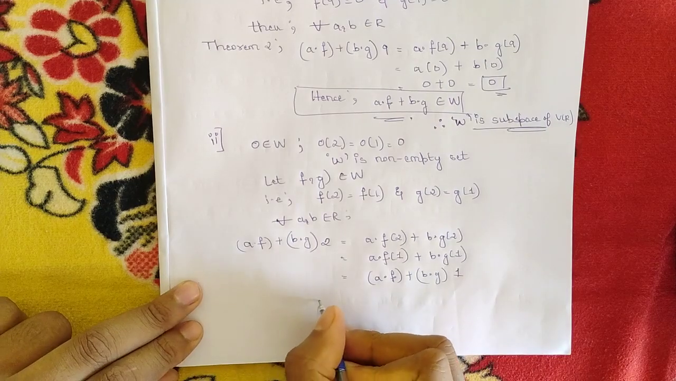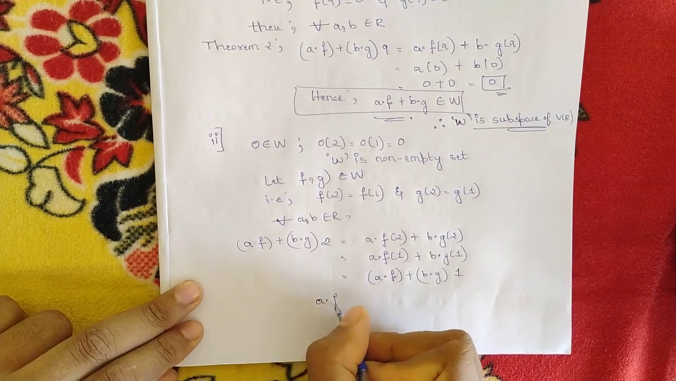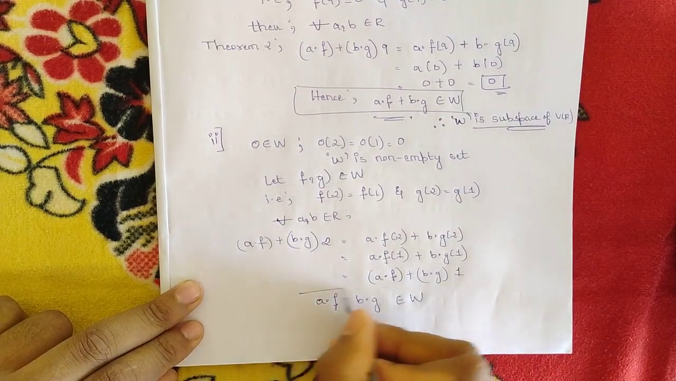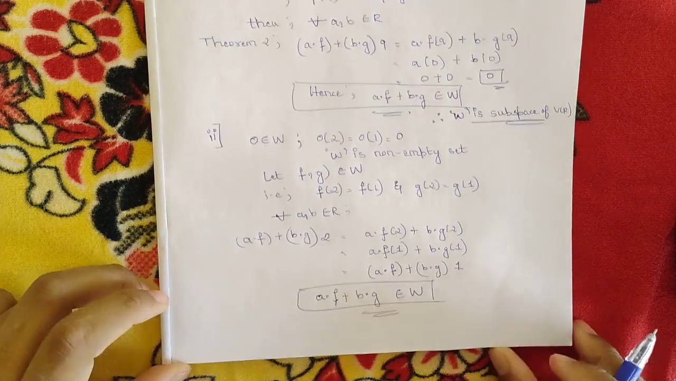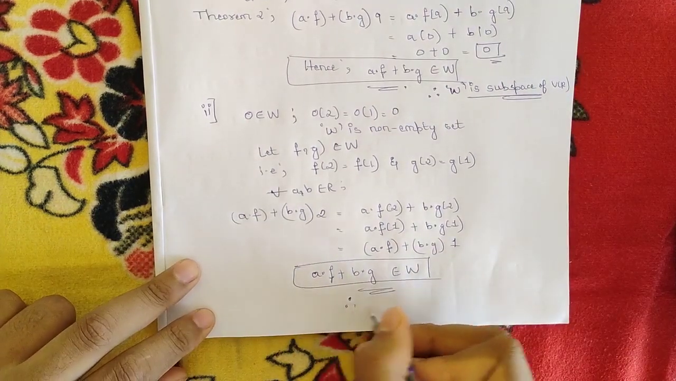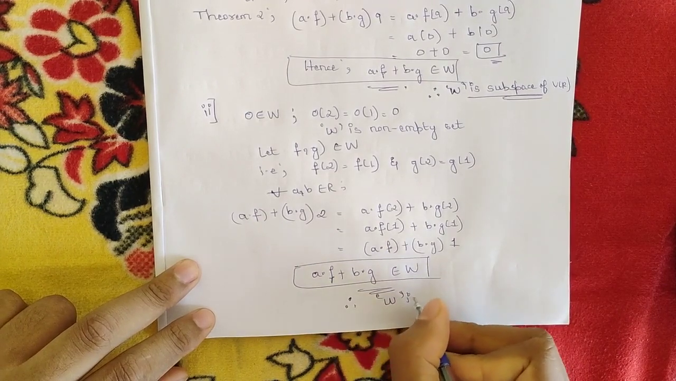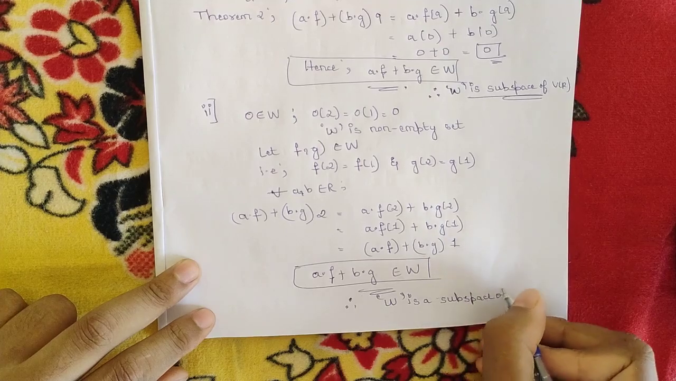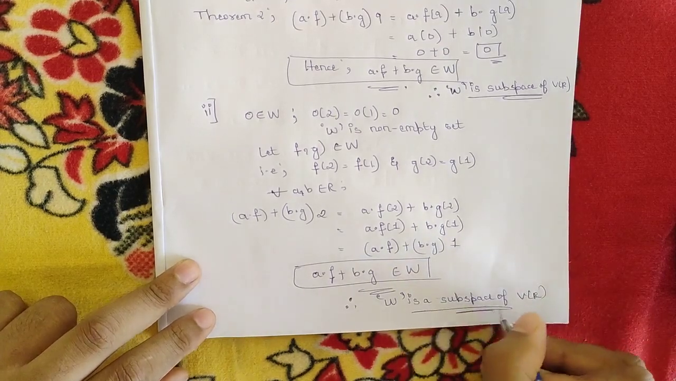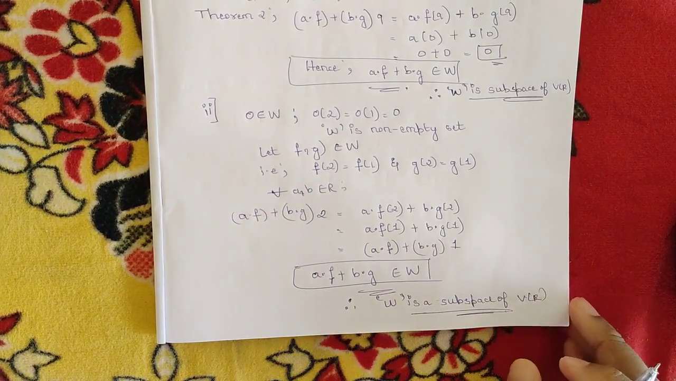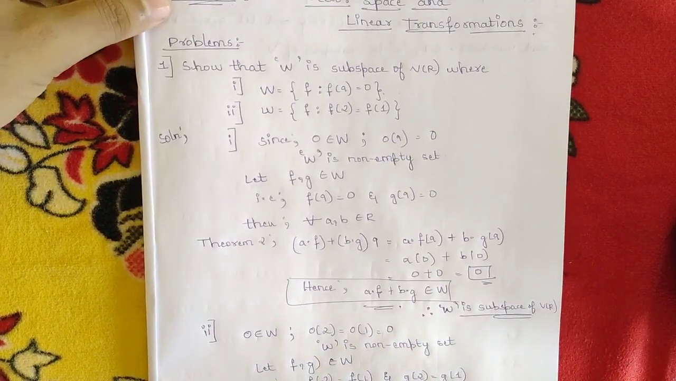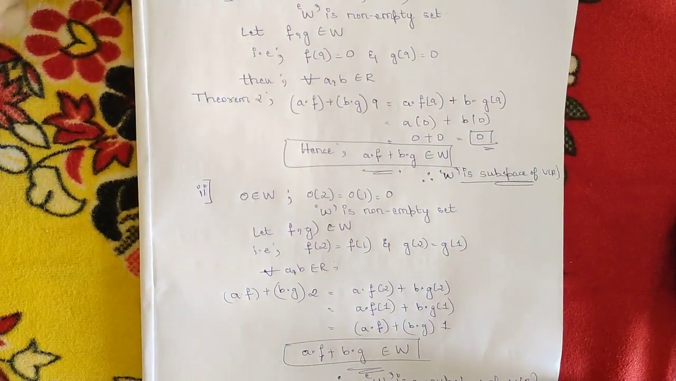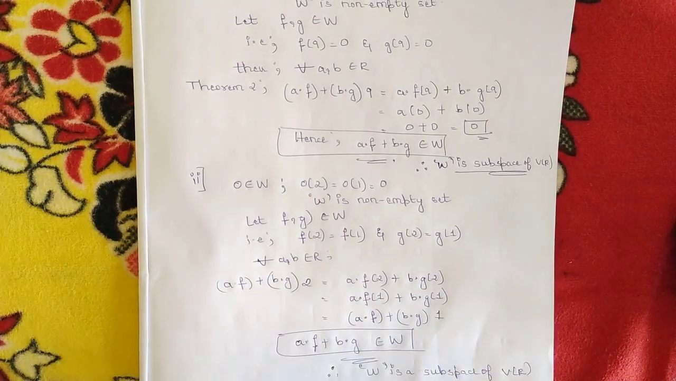So we can finally conclude by saying that a dot f plus b dot g belongs to the set of whole numbers, right? So therefore the set of whole numbers is a subspace of V of R. Okay, so like this you should be solving this simple problem related to the subspace and the set of whole numbers, okay, by considering the values of a and b. So note it down.